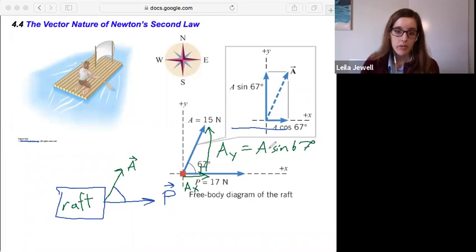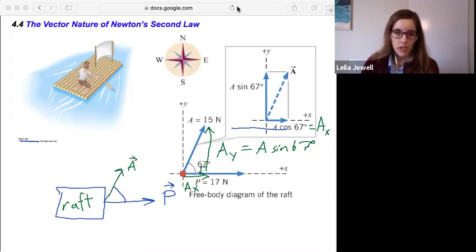And similarly, for A sub x, we can find it using the cosine of 67, right? This is equal to A x here. That's equal to the magnitude of A, which is the 15 newtons, times cosine of 67. Now, why does this matter?